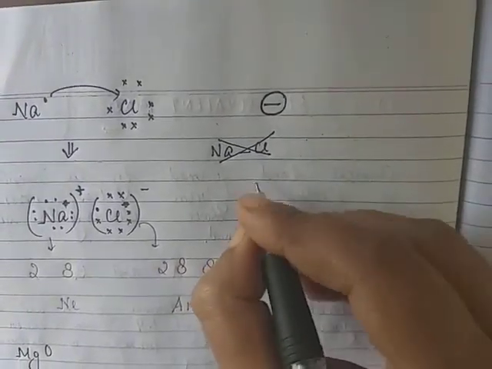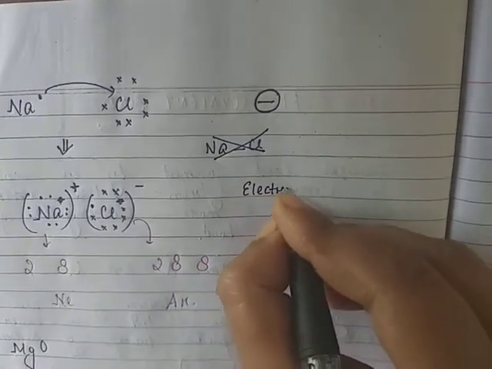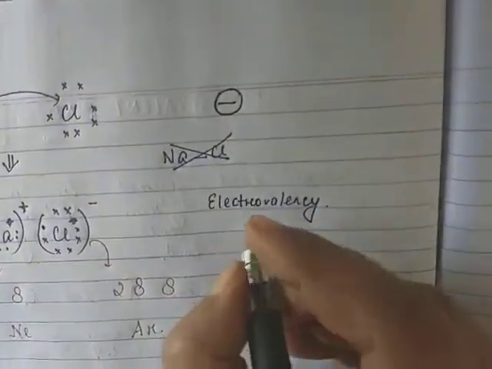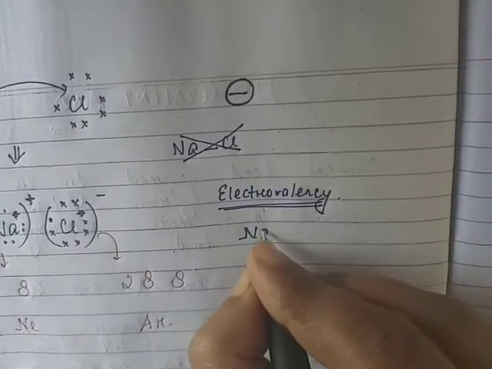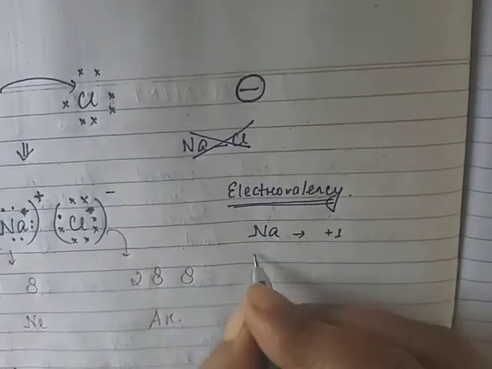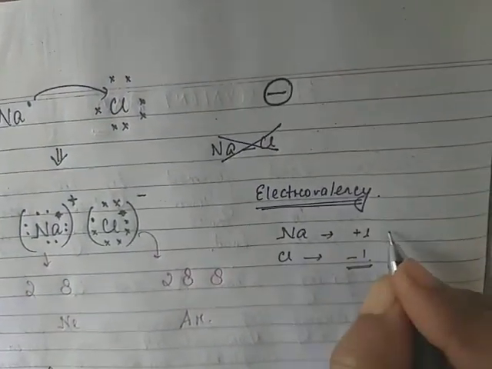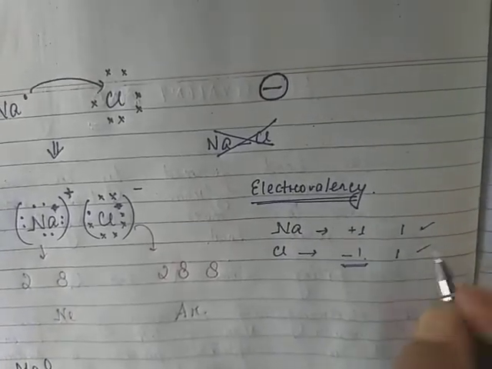Here in this context, I would like to tell you about electrovalency. The number of electrons lost or the number of electrons gained is called electrovalency. Therefore, for sodium, the electrovalency is 1, in fact +1, and for chlorine, the electrovalency is -1. The magnitude of valency is 1 in both. Plus and minus stand for loss and gain of electron.